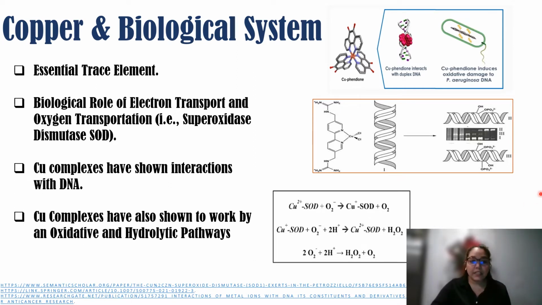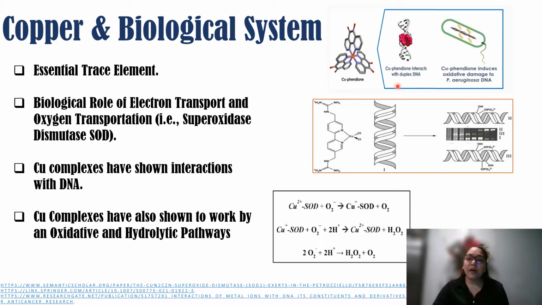One example of this is superoxide dismutase, SOD. As we can see here, coordination with the copper helps to get rid of reactive oxygen species in our body. Also, copper complexes have shown interactions with DNA. For example, this copper complex with this aromatic system has been shown to bind to DNA, causing a conformational change of the DNA and also helping as an anti-cancer agent.